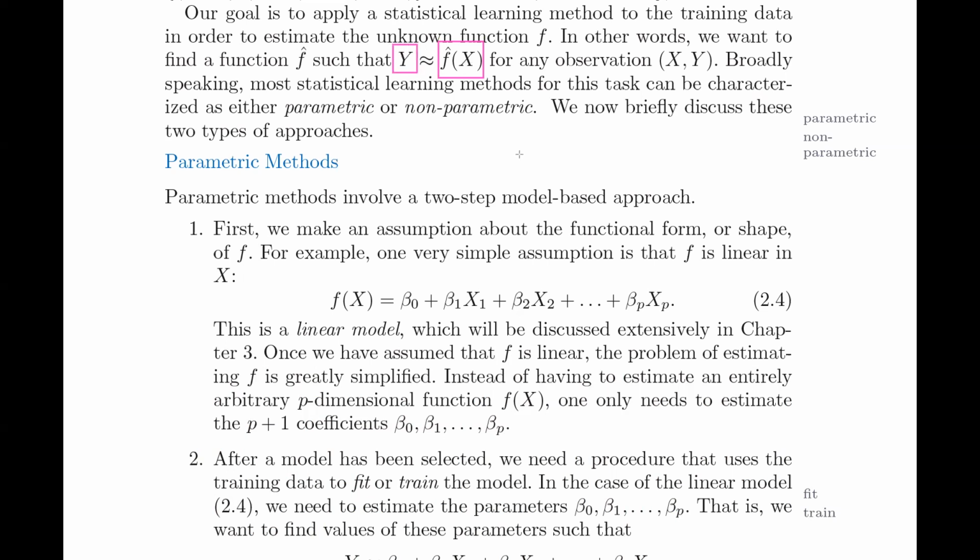Now, whatever we mean by approximately equal to the true output value, and this holds true for any observation x. That's your training data, together with the output. The output is within the training data as well. The distinction is we're using x to predict y. Broadly speaking, most statistical learning methods for this task can be characterized as either parametric or non-parametric. We're going to go into the non-parametric today. We now briefly discuss these two types of approaches.